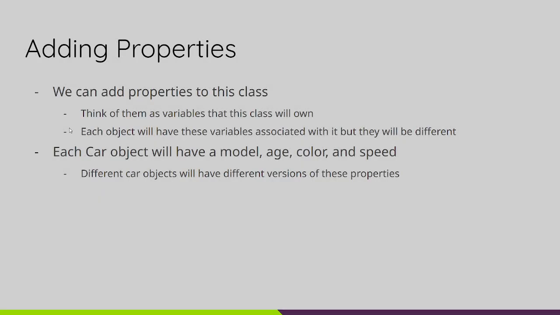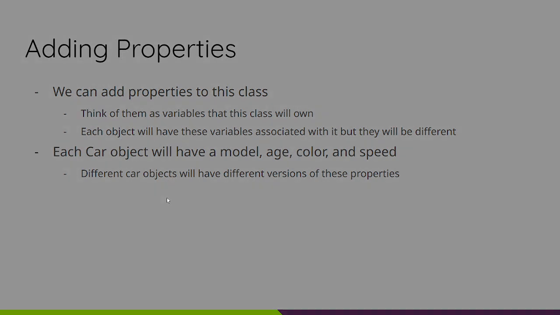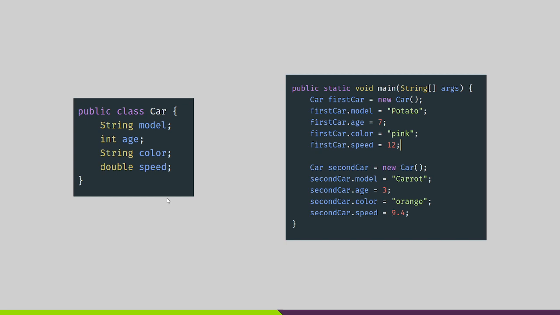So we can add properties to these classes. Let's say a car, right? It has to have a number of wheels, it has to have a color, a size, age, or speed. Each car will have these properties, but each car object will have different values. You can see we use variables to represent these properties, like its model, age, color, and speed. And now these two cars will have different models, ages, colors, and speeds.